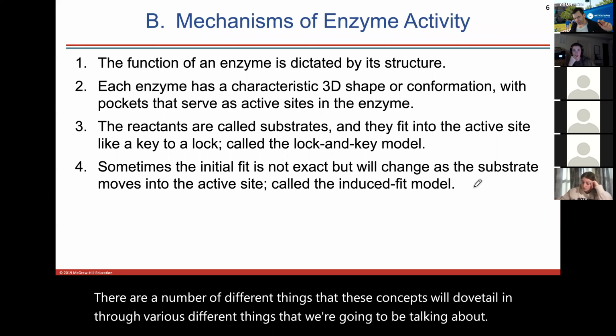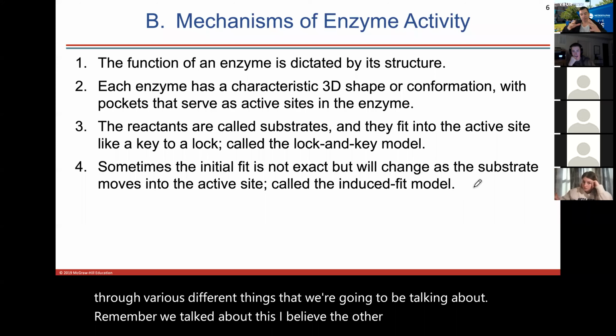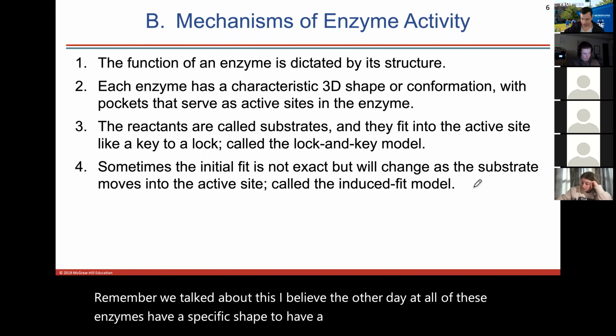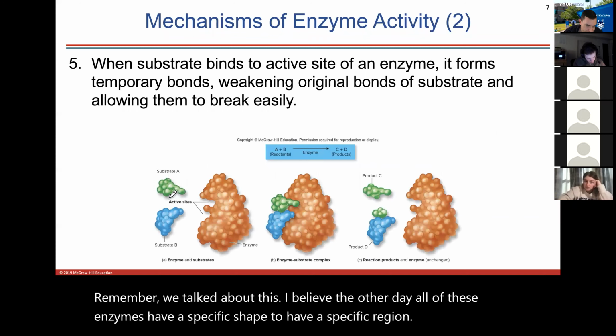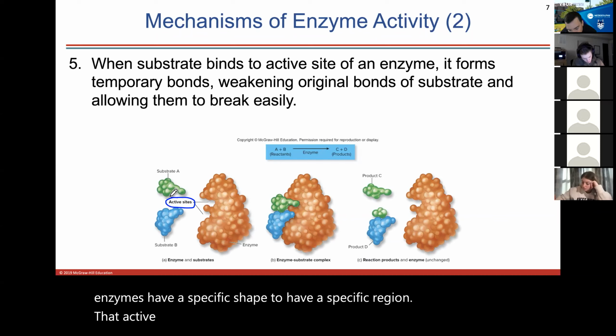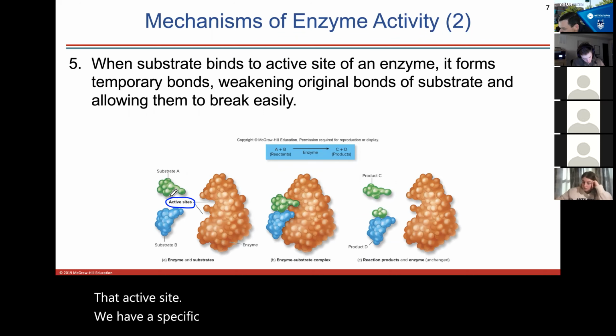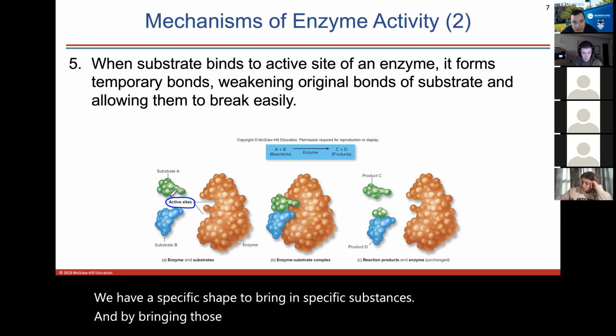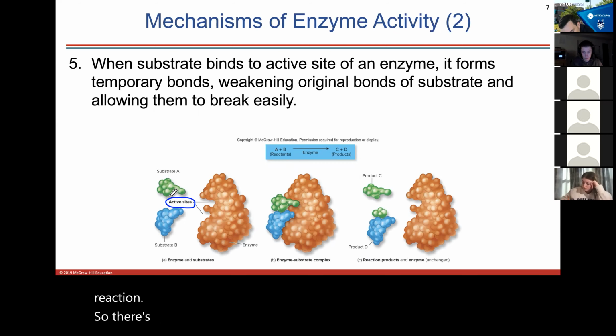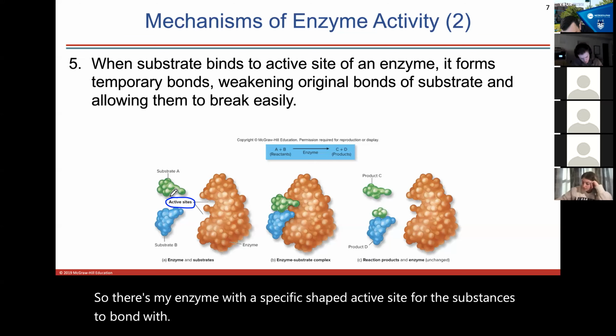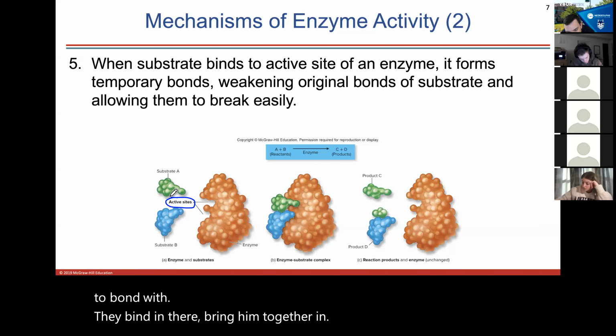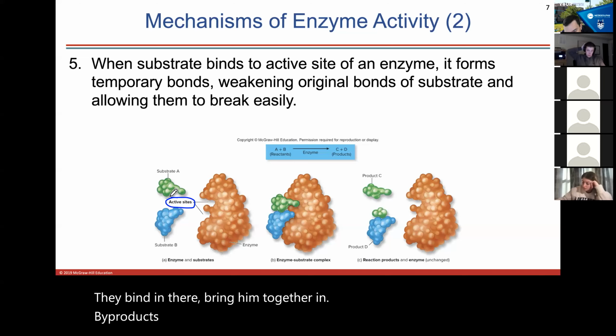Remember, we talked about this, I believe, the other day. All of these enzymes have a specific shape. They have a specific region. Okay. That active site, we have a specific shape to bring in specific substances. And by bringing those substances together faster, I increase that rate of reaction. Okay. So there's my enzyme with a specific shaped active site for the substances to bond with. They bind in there, bring them together, and my products form a lot faster.